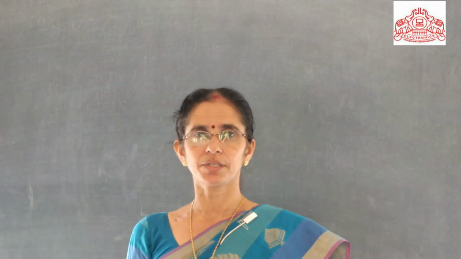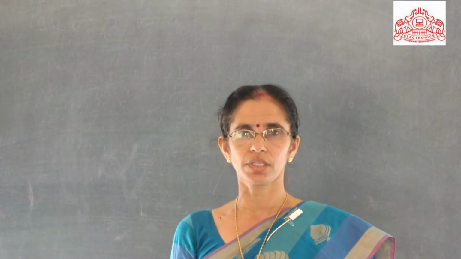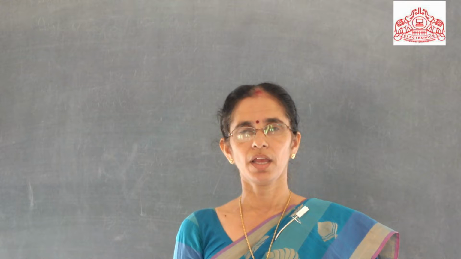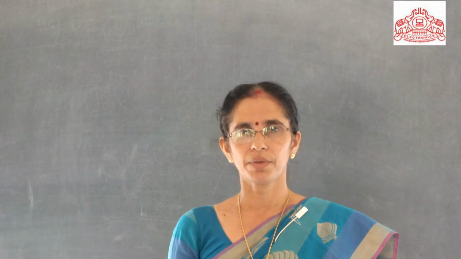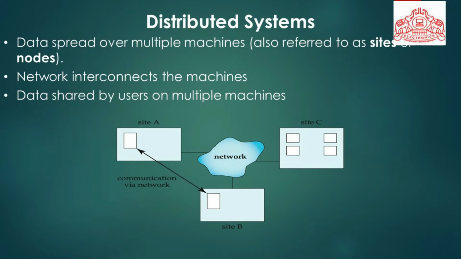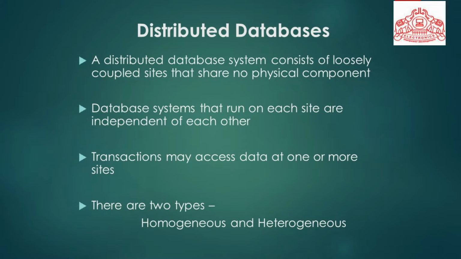In a distributed system, data are spread over multiple machines. They are known as sites or nodes. They are connected through some interconnection network and data can be shared among these machines. Now coming to a distributed database system, it consists of a set of loosely coupled sites. By loosely coupled, we mean there is no memory sharing, or they are not sharing any physical component. The database may reside in different sites, and a transaction may access data residing on different sites.